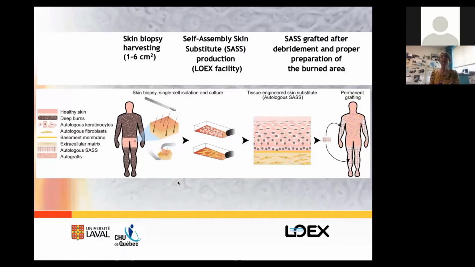So with this method, we can isolate skin cells from a very small biopsy from a patient, between 1 and 6 centimeters squared. It's like a quarter. We produce a self-assembled skin substitute that we call SAS. For the treatment of patients, of course, we produce this skin using the LOEX facility, a clean room that has been built specifically for the treatment of patients. When the skin substitutes are ready, we send them to the burn unit, and this skin can be grafted after debridement and proper preparation of the burn area.